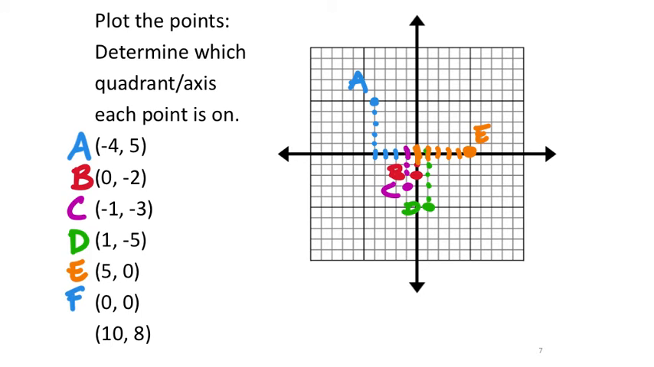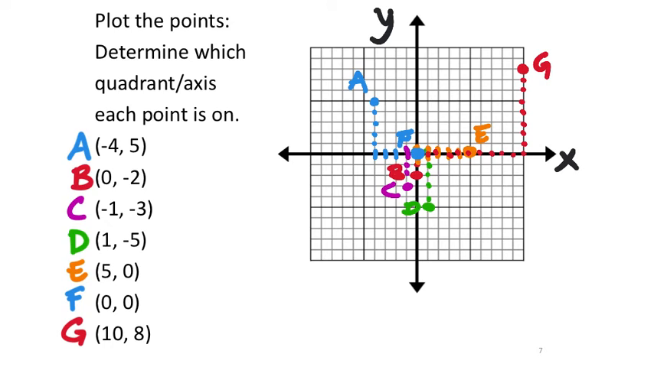And then F. I ran out of color, sorry. But 0, 0, yep, right in the center. That's the origin. I'm calling that F. You could call it O if you wanted to. And then finally G at 10, 8. So x is 10, 1, 2, 3, 4, 5, 6, 7, 8, 9, 10. I found 10 on the x-axis, and then that's a positive 8, so up 8. 1, 2, 3, 4, 5, 6, 7, 8. Boom. That's the point I'm going to call G. I should have labeled this before, but that's the x-axis, and that's the y-axis.